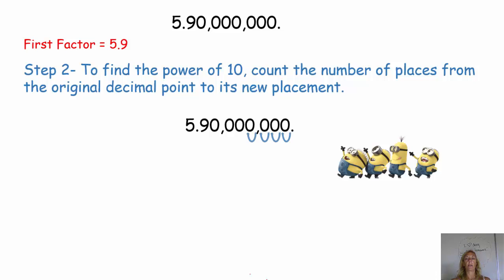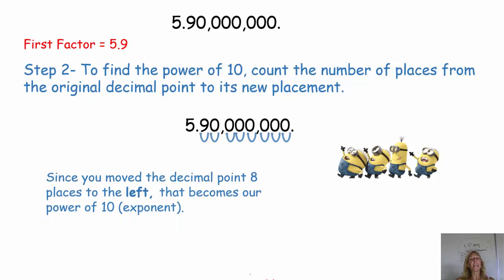Oh, wait, I think I counted wrong. There's 1, 2, 3, 4. I was right. 5, 6, 7, and, oh, wait, it's not showing up. There it is, 8. I knew it would come. Okay, so now we've moved that decimal point 8 places to the left.